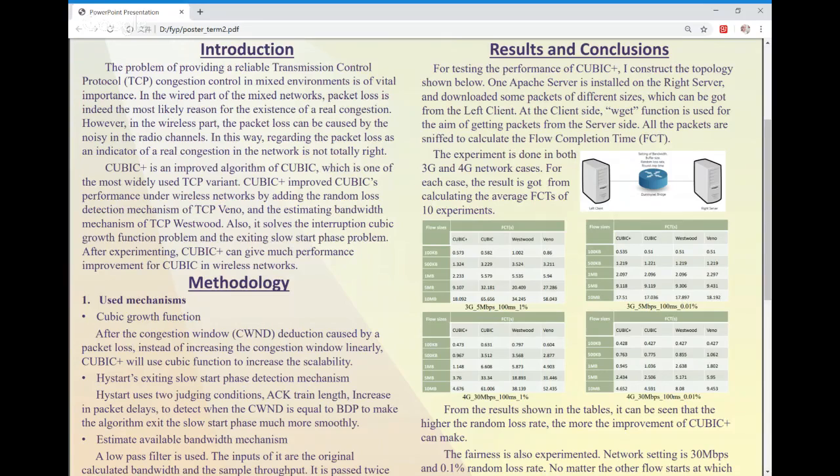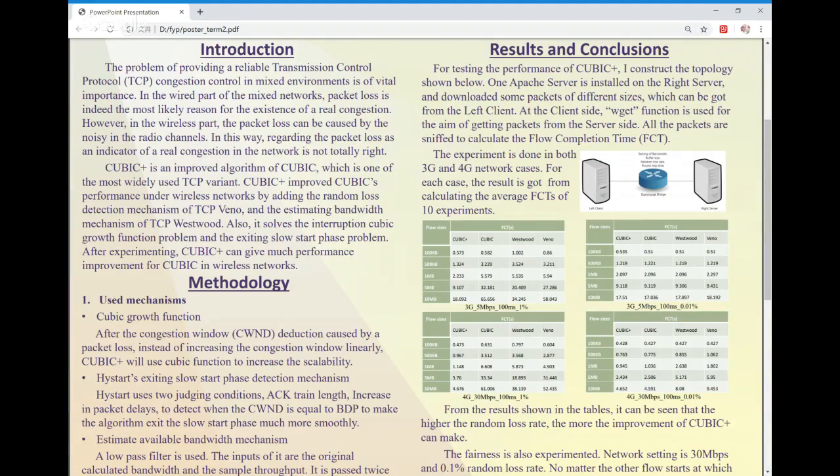In the experiments, I have tested the 3G and 4G cases, and in every experiment, I set the TCP variant on the right server, and on the left side, I use wget to get the packets of fixed size from the right server, and then I record the flow completion time each time, then I get the results.